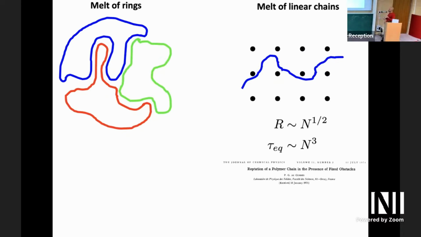One of the fundamental works is that by Pierre-Gilles de Gennes, who demonstrated a few things. First of all, assuming that the linear chains in the melt behave like random walks, he showed that whenever a chain moves in an array of fixed obstacles that mimic the presence of the other chains in the melt, you should expect an equilibration timescale which goes like the cube of the length of the chain. This is the main result of the reptation mechanism.